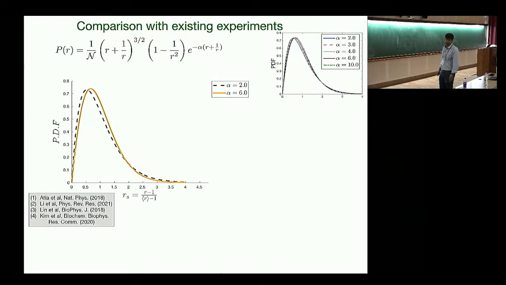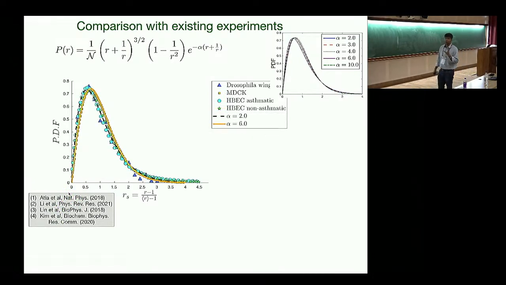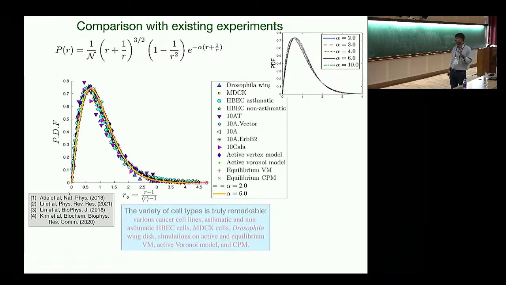Now let's look at one of these near-universality predictions of this system. So here I'm showing the PDF of the scaled aspect ratio for two different values of alpha, 2 and 6. And then I'll keep plotting the experimental data taken from different papers, so from these 4 papers. And as I keep plotting them in the same figure, they should fall on top of each other. And this is exactly what we see.